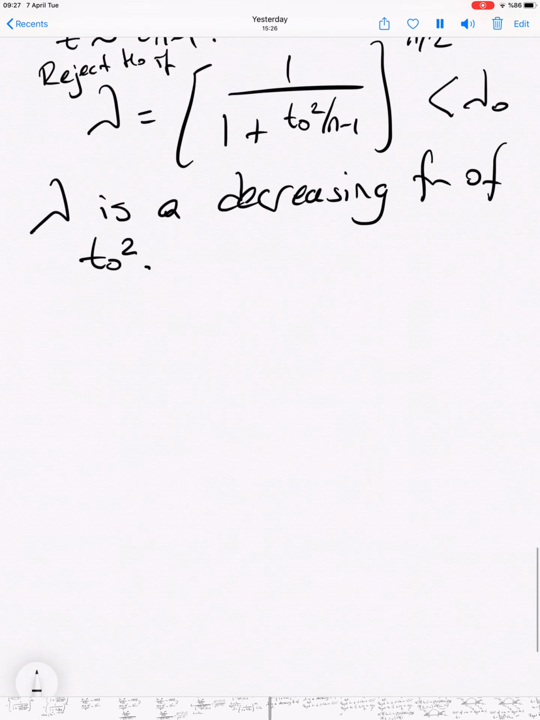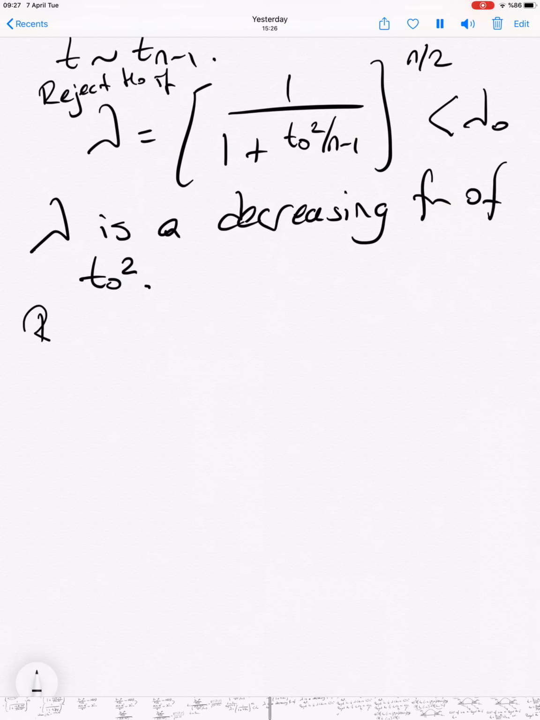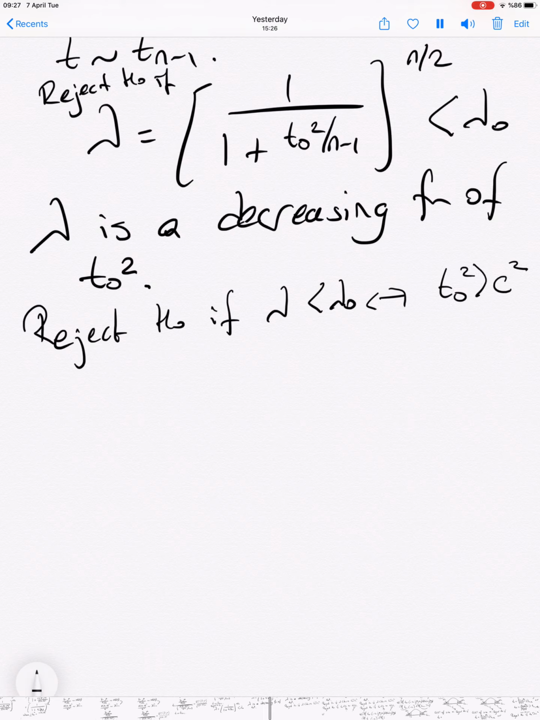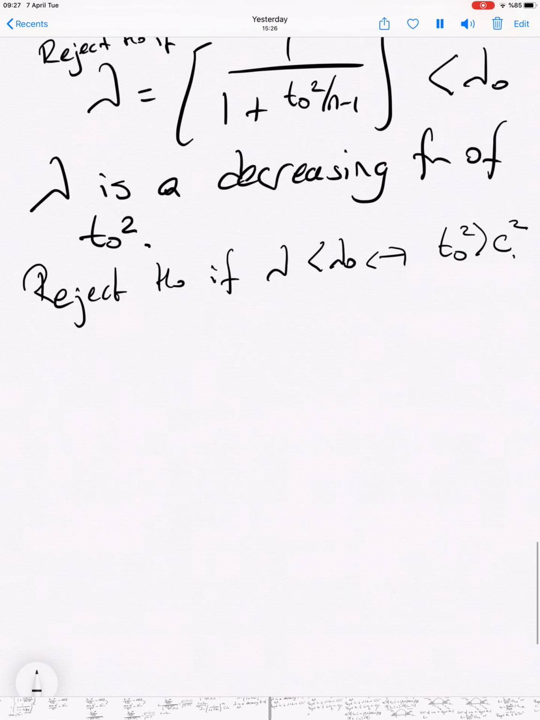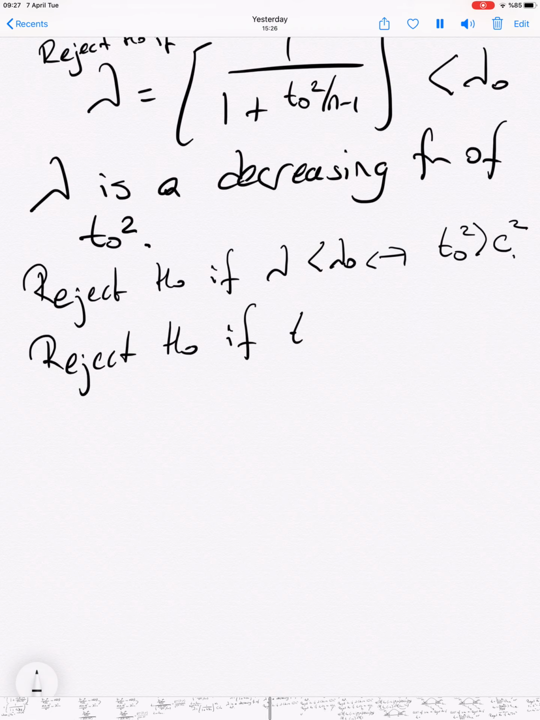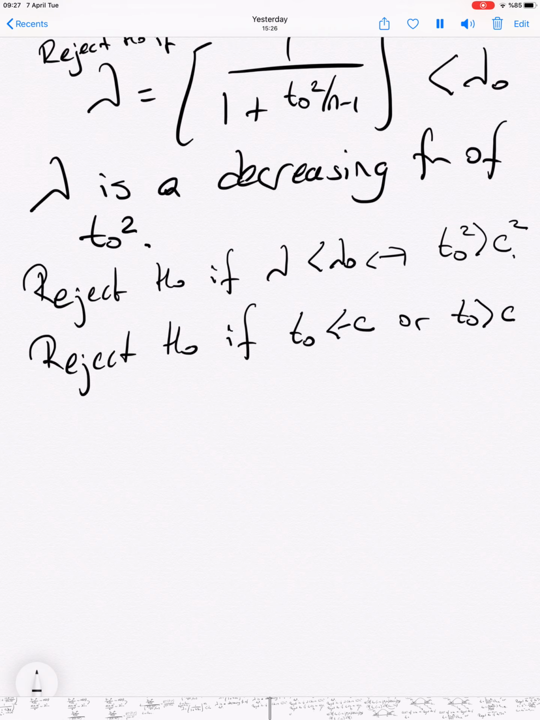of math. So this means that if our testing procedure is reject a0 if lambda is less than lambda 0, it is identical with the case that t0 squared is greater than some constant, c squared, let's say. You can say c, but since it's squared, you may prefer to use the squared constant term. It's not a big deal, actually. So, in terms of t0, reject a0 if t0 is less than minus c, or t0 greater than plus c.